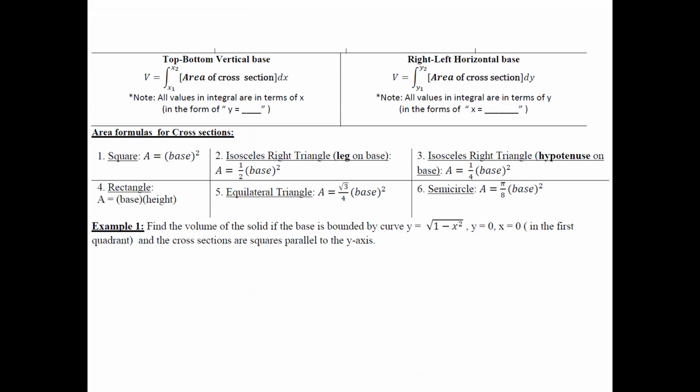And for this example, it's asking you to go ahead and find the volume of the solid if the base is bounded by the curve y equals square root of 1 minus x squared, y equals 0, x equals 0 in the first quadrant, and the cross-sections are squares parallel to the y-axis. All right, so let's draw the diagram.